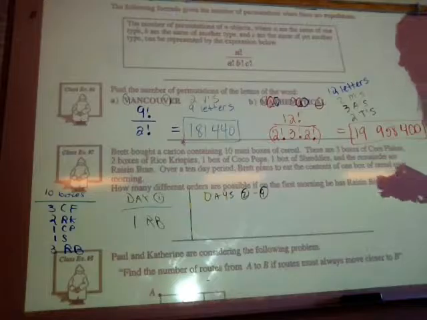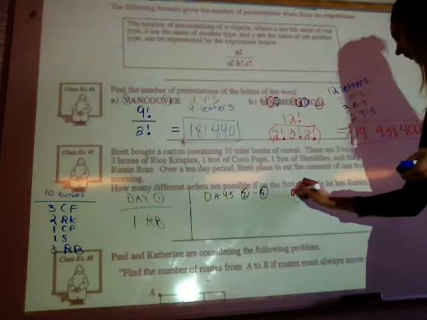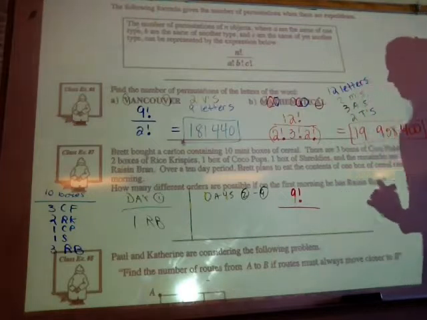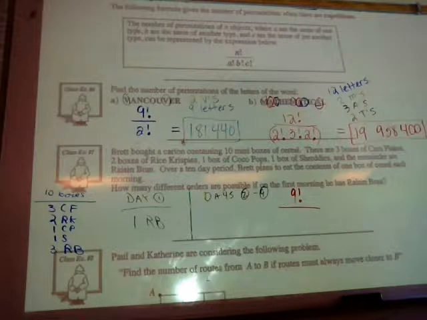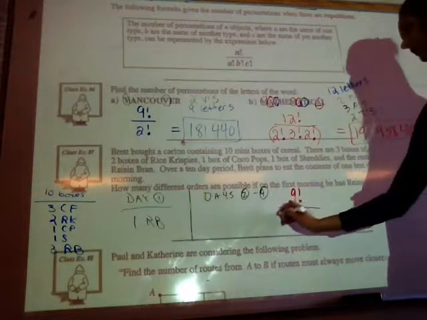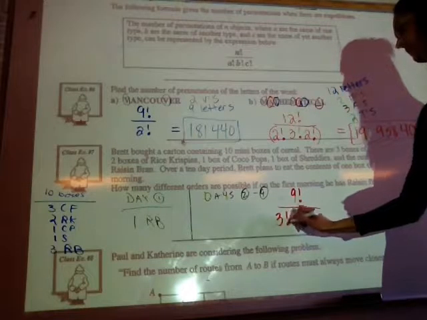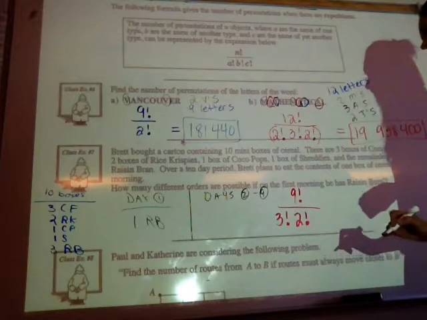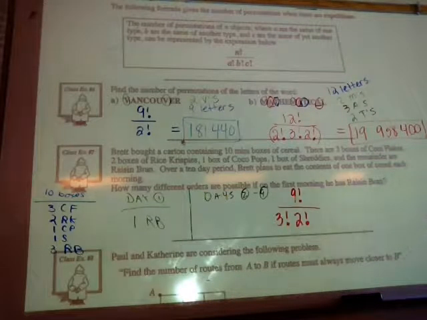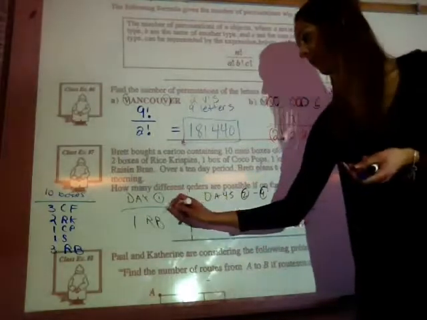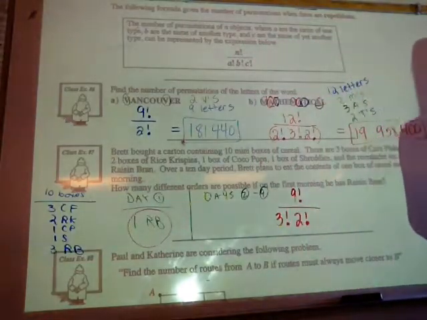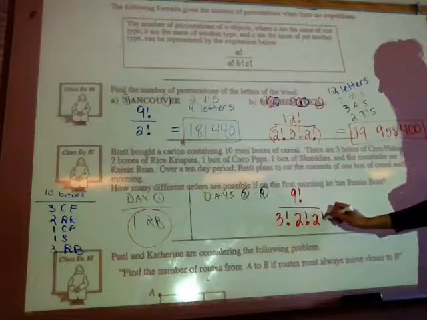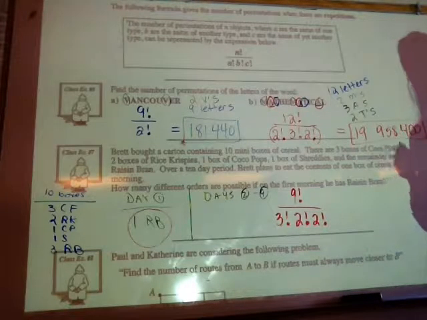Okay, how many days do I have left? 9, or 9 boxes of cereal, right? So I have 9 factorial divided by all the boxes that repeat. So I had 3 boxes of cornflakes. I had 2 boxes of Rice Krispies. And before I go and put 3 boxes of Raisin Bran, I have to remember that I already ate 1 box, or Brett did. So there's only 2 boxes of Raisin Bran left.